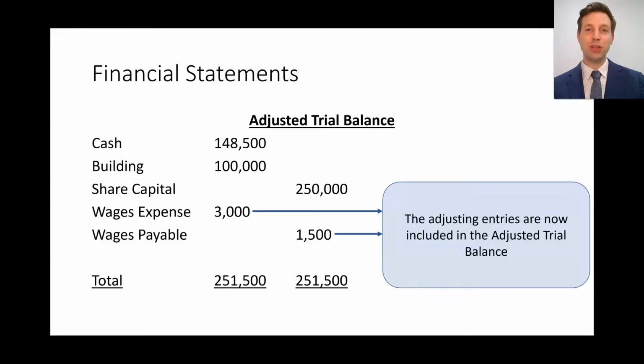It's the same as the trial balance with the addition of the adjusting entries we've done. So we just did an adjusting entry that increased our wages expense by $1,500. So it now totals $3,000. And we also created a $1,500 wages payable liability. So our adjusted trial balance now has different balances and they still balance out.